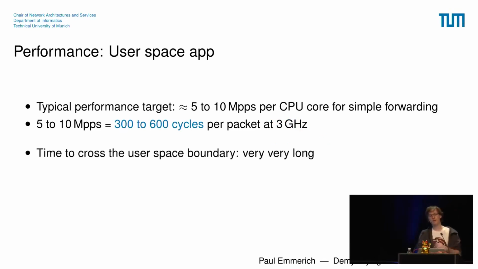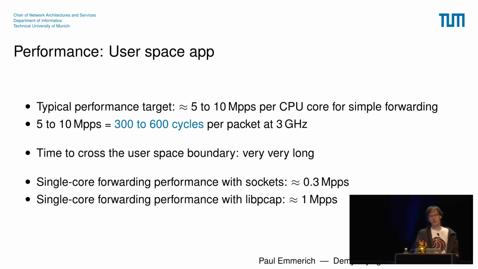Now, how long does it take to cross that user space boundary? Very, very, very long for an individual packet. In some performance measurements, if you do single core packet forwarding with a raw socket, you can maybe achieve 300,000 packets per second. If you use libpcap, you can achieve 1 million packets per second. These figures can be tuned. You can maybe get a factor of 2 out of that by some tuning, but there are more problems, like multi-core scaling being unnecessarily hard and so on. So this doesn't really seem to work.